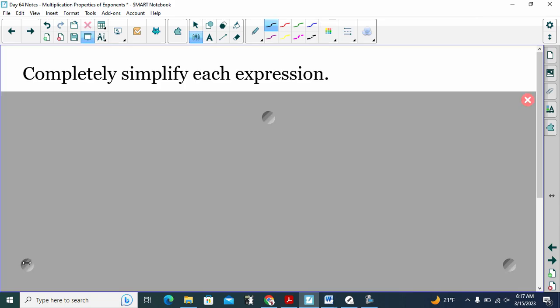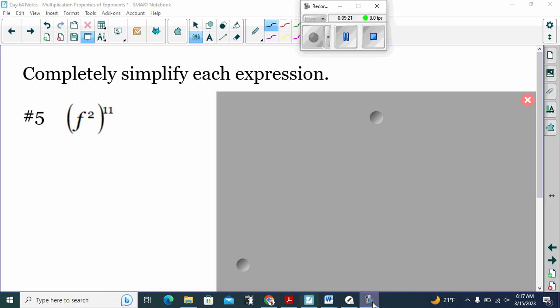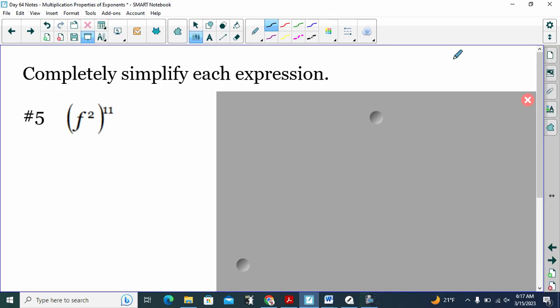Number 5, f squared to the 11th power. F squared to the 11th power. Again, we've got a power of a power. When that's the case, we multiply the exponents. 2 times 11. F to the 22nd.